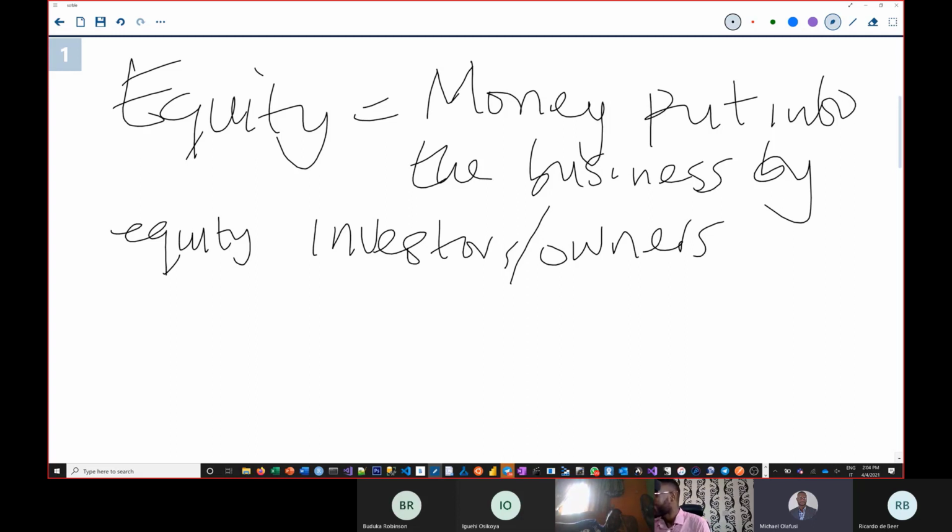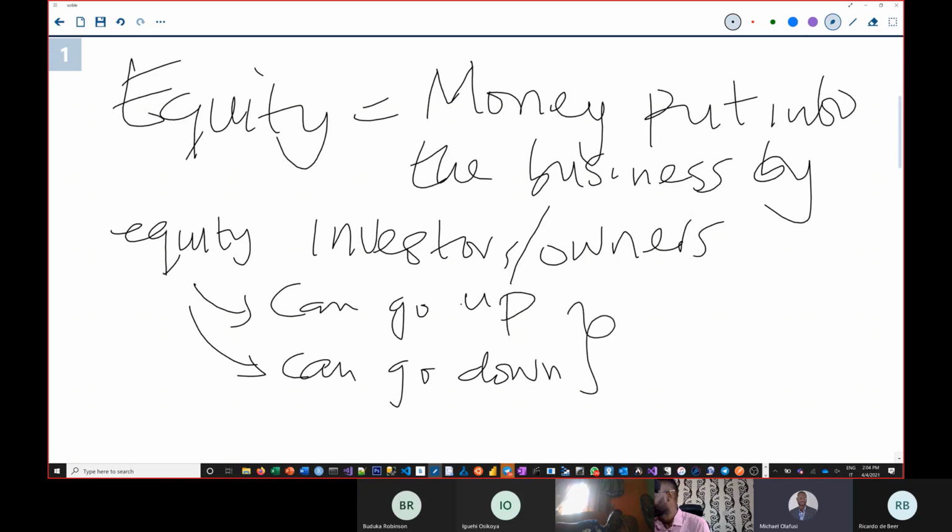Okay, so now this is it. Practically, people who put money in the business are equity owners, right? And the money they put in is the equity. Now, this equity can go up, can increase, and also can go down.